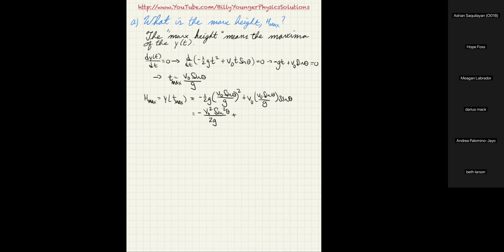And then for the next term, that's going to be v0 squared sine squared theta. But this one's actually over just plain g. So I'm going to multiply top and bottom by 2. And when I do that, now I will get 2v0 squared. Notice it's positive.